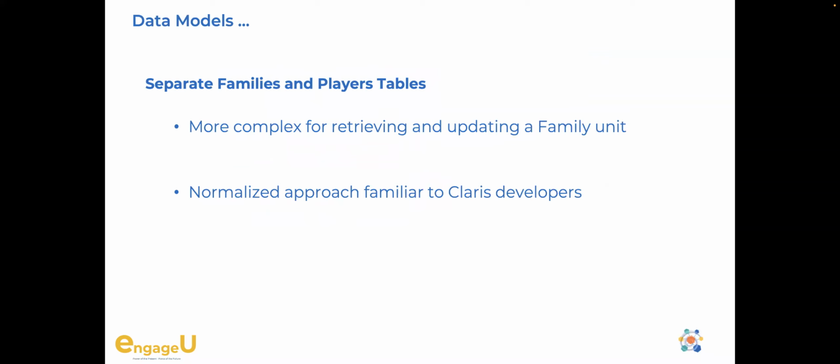The third one we're going to think about is just having separate tables. Much more complex for retrieving and updating a family unit. And the normalized approach, though, is familiar to Claris developers. But it's not the way things are typically done in MongoDB.